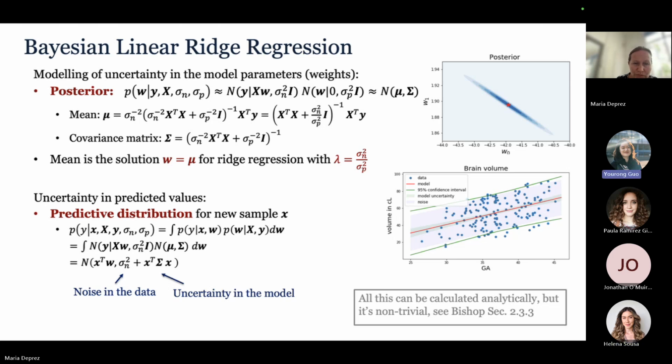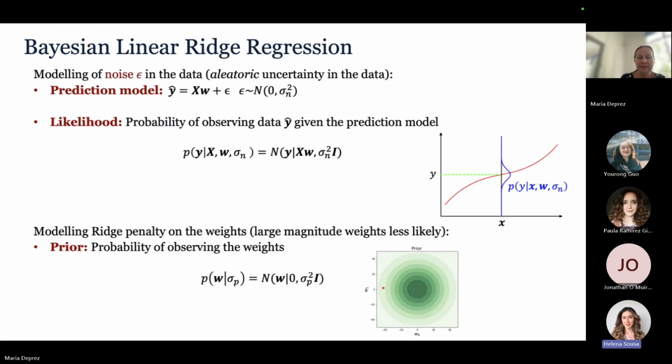Sorry, I can't hear you. It's just, do you know the correct term for the noise in the data, the extrinsic noise? I think Maria put it on the slides. Is it aleatoric and the epistemic? Yeah, that's right.